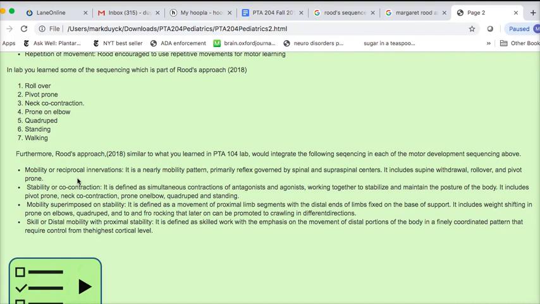Mobility is superimposed on stability, so once you're stable proximally, you can later do other things, right? If you have that stability, then you can move on top of that stability. And then finally, that distal movement of hands and feet, extremities, on top of proximal stability, which would be your core. So that's Rood in a nutshell.